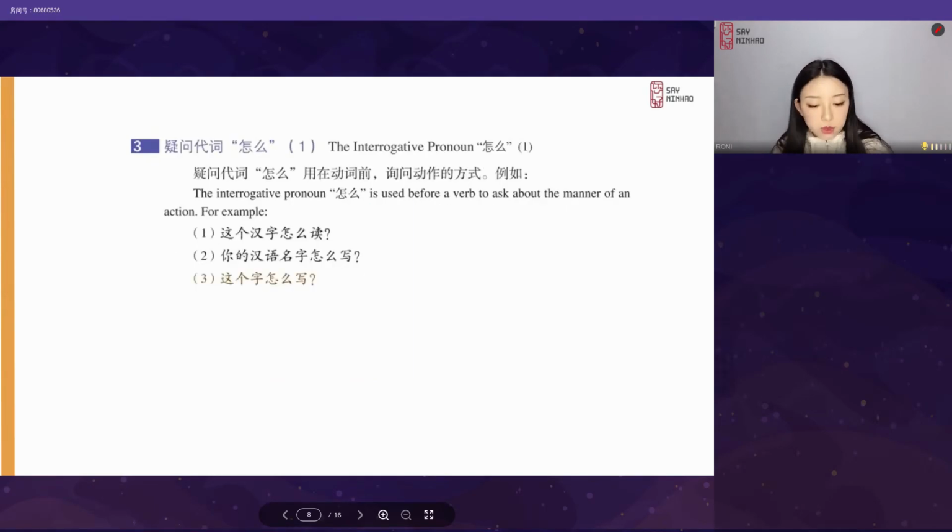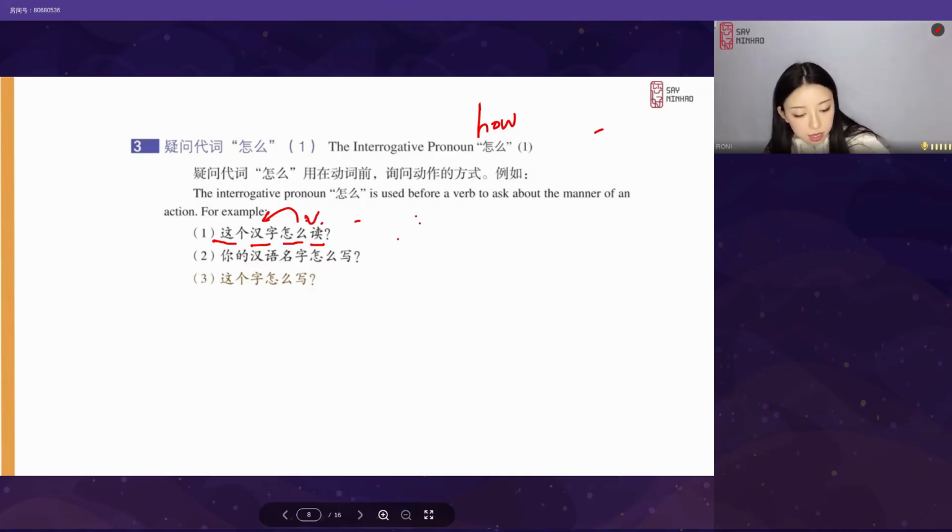Okay? Next one is the interrogative pronoun 怎么, which means how. It is used to ask about the manner of an action. How did this action happen? How is this action accomplished? For example, 这个汉字怎么读? 怎么读 means how to read it, right? How to read this Chinese character. Okay, now let's see another one.